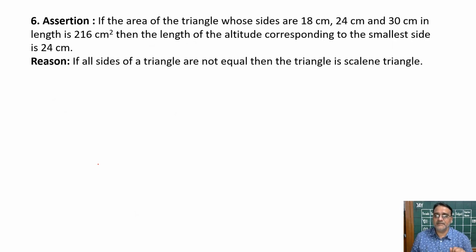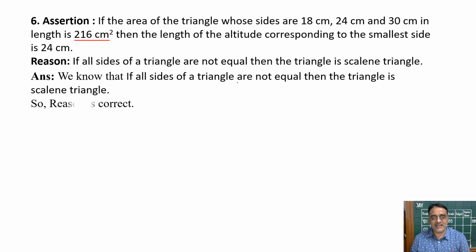If the area of the triangle whose sides are 18 centimeter, 24 centimeter, and 30 centimeter is 216 centimeter square, then the length of the altitude corresponding to the smallest side is 24 centimeter. The reason is given: if all sides of a triangle are not equal, then the triangle is scalene triangle. Is the statement given in the reason correct? Yes, sir. So that means reason is correct.